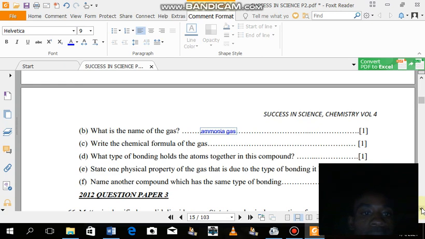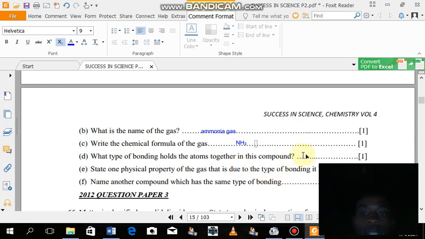They are saying write the chemical formula of the gas. So the chemical formula of this gas, ammonia, we have said from the diagram, we have 1N and we have 3H. Therefore, we have 1N and 3H. So we need to include a 3 there so that we are able to see it clearly. Alright, so this is the chemical formula, which is NH3, like that.